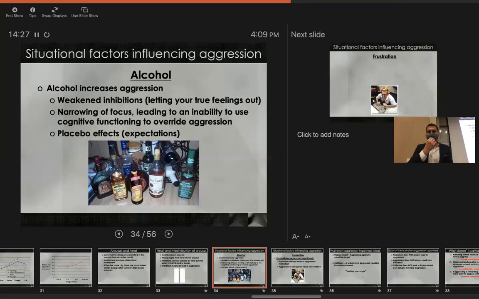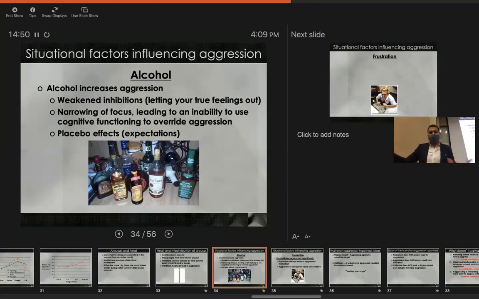And a third way that alcohol can increase aggression is simply through placebo effects. So this is the idea that if people believe that alcohol increases aggression and they believe that they've consumed alcohol, people will tend to behave consistently with those beliefs, with those expectations. And you can conduct some studies where you can trick people into thinking they're drinking alcohol, and people will start to behave a little bit drunk.